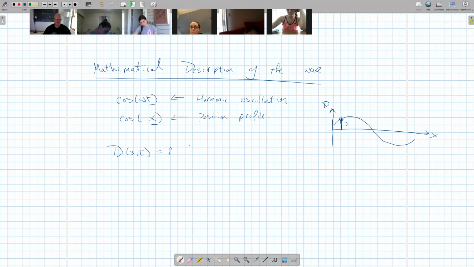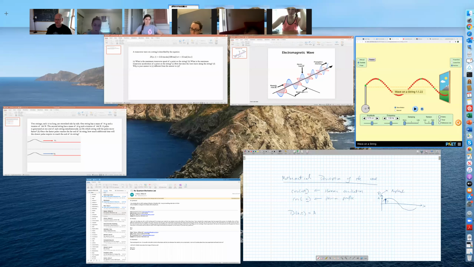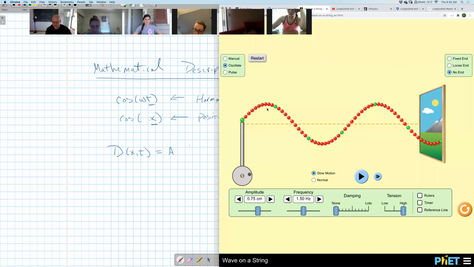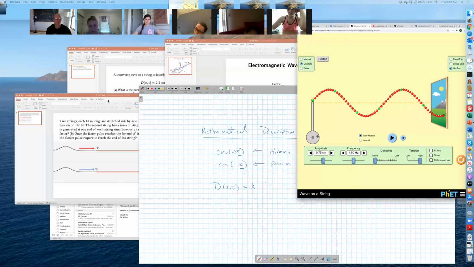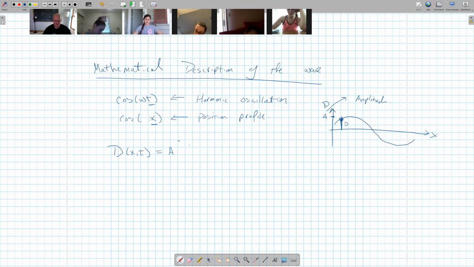So this is going to be equal to A, where A is going to be the amplitude. So that's going to be the maximum displacement that this thing has. So A, again, is going to be amplitude, same thing as it was for harmonic oscillation. Okay. So again, if I go back to my simulation, that would be this portion here. So this is my amplitude. So that's the maximum distance away from equilibrium. Times cosine of omega t. So this is my harmonic oscillation portion.